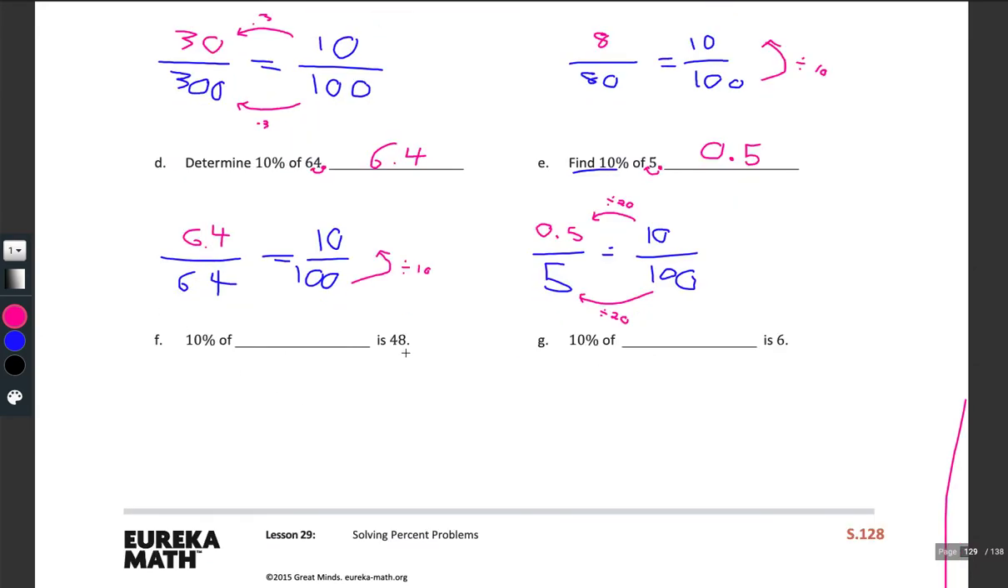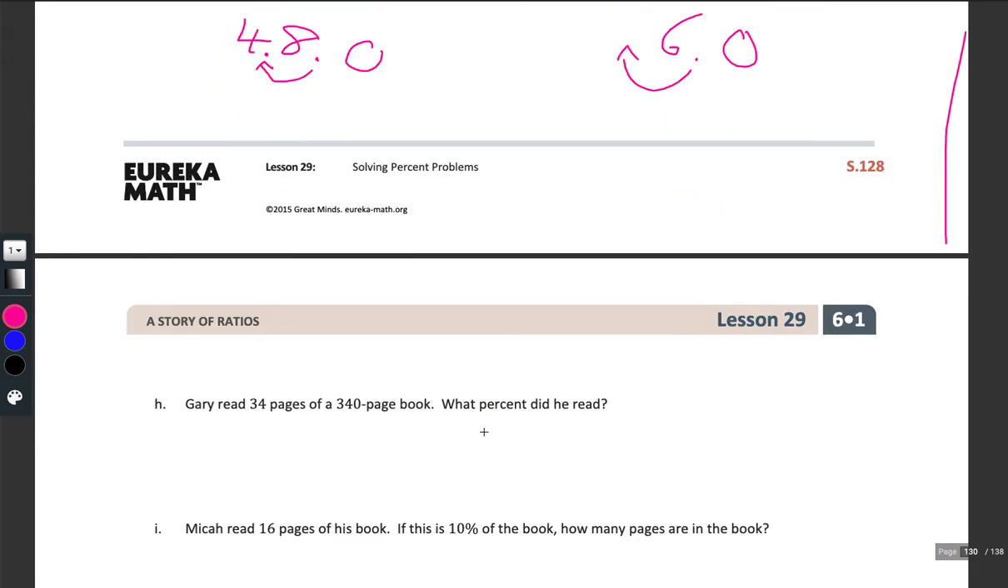So 10% of 48, right? You got 48. Think 48.0 if that helps. 48, move it over. What do we have? 4.8. 6 in decimal form, you'd move the decimal over, so you'd have 0.6, or 6/10.